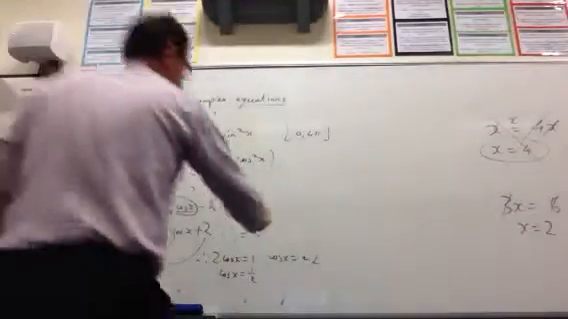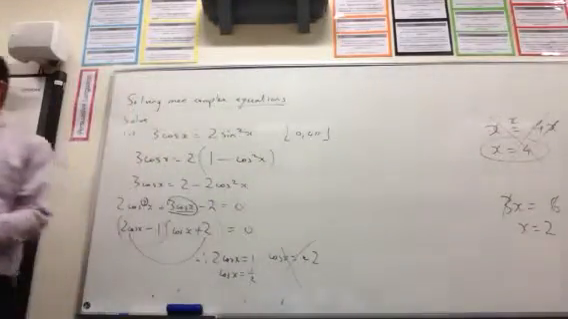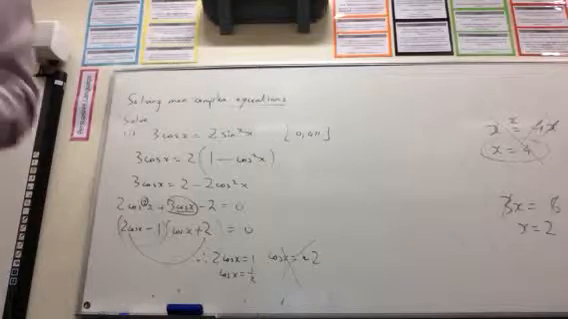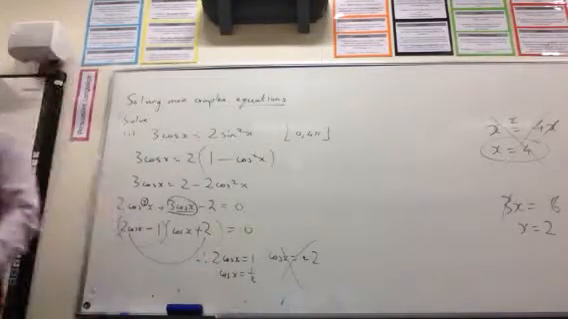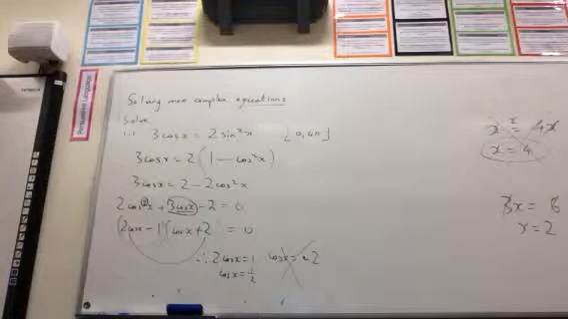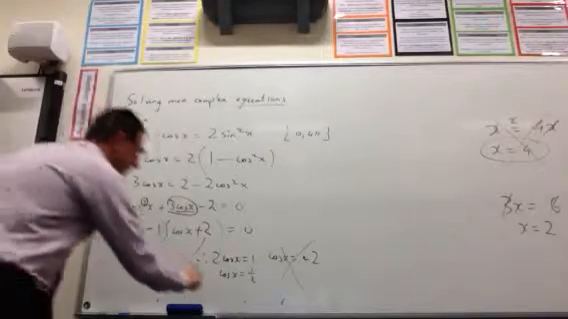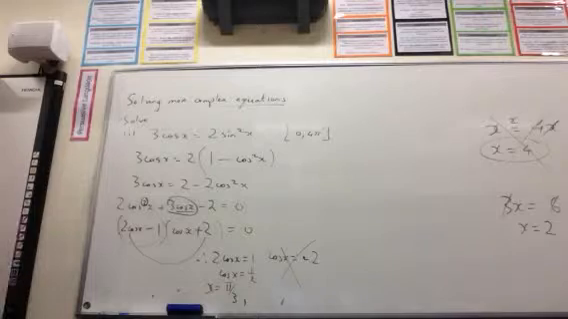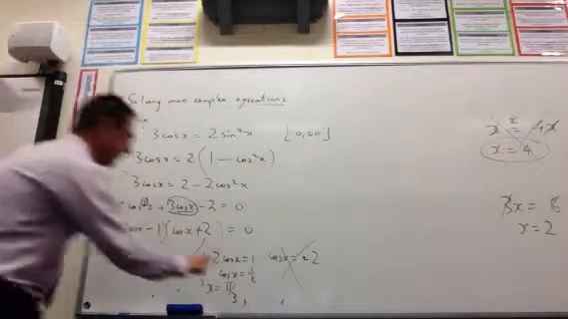Can't happen. You can never have a value bigger than 1 or less than negative 1. As soon as you get there, you go beautiful, undefined, no work to do. When does cos x equal a half? Pi on 3. And where else? 5 pi on 3.